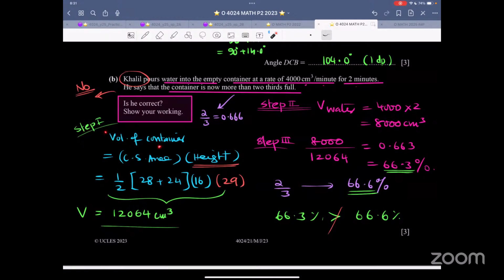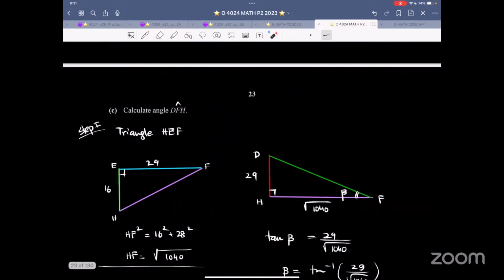Step 1, volume of container. That is the cross-sectional area multiplied with height. That is this much. Volume of water is 4,000 into 2, that is 8,000. The ratio of 8,000 to this much is 0.663. This is a little bit lesser. So no, he is incorrect in making this claim. So that is a basic thing that they have asked.